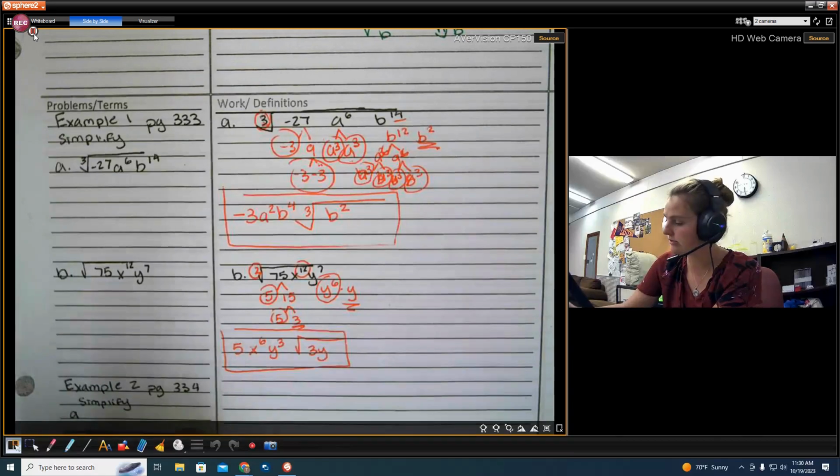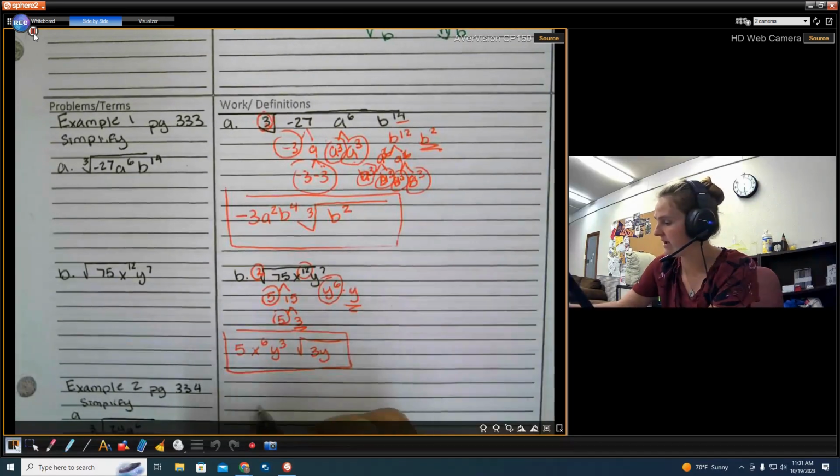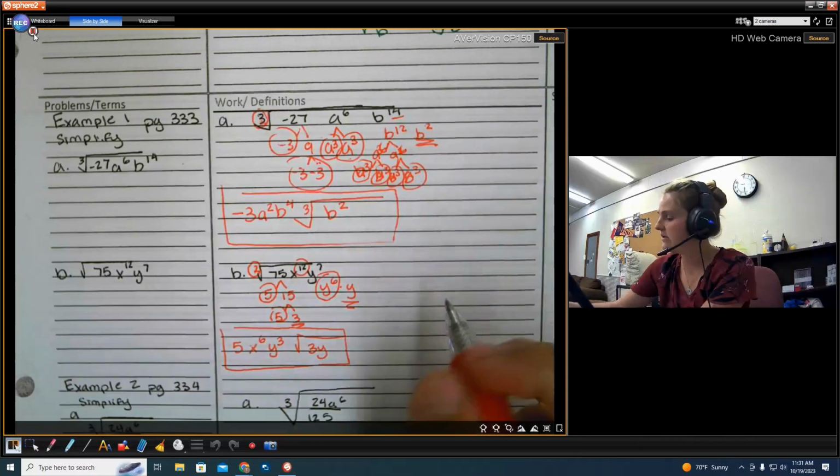And A is the cube root of 24a to the 6th over 125. Okay, and we're going to rewrite that over here. A, the cube root of 24a to the 6th over 125. Okay, and remember to switch to red.